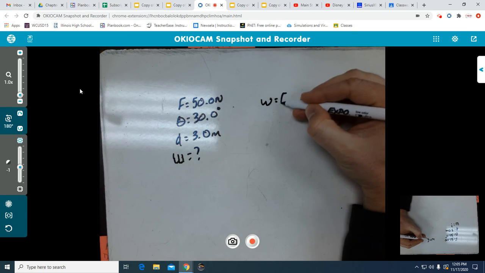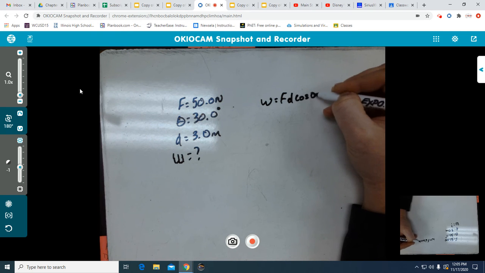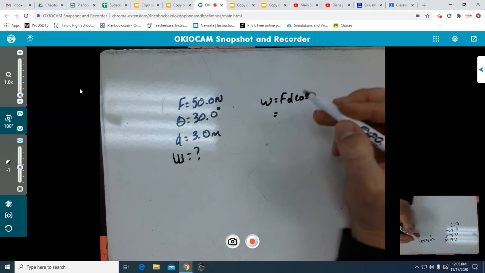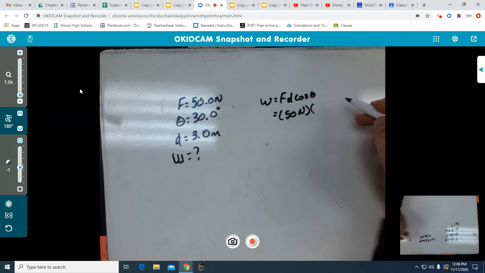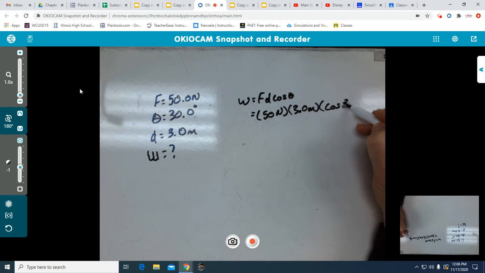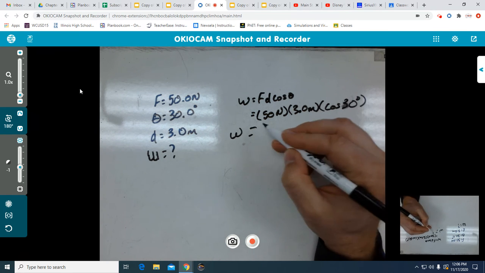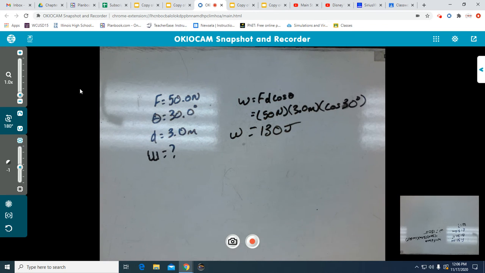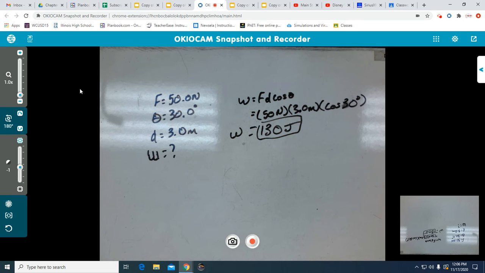So we have work is equal to F times D times cosine of theta. Plugging in our values here. Our force was 50 newtons. Our displacement was 3 meters. And theta was 30 degrees. Plug that into your calculator, and you get that 130 joules of work was done on that vacuum cleaner.